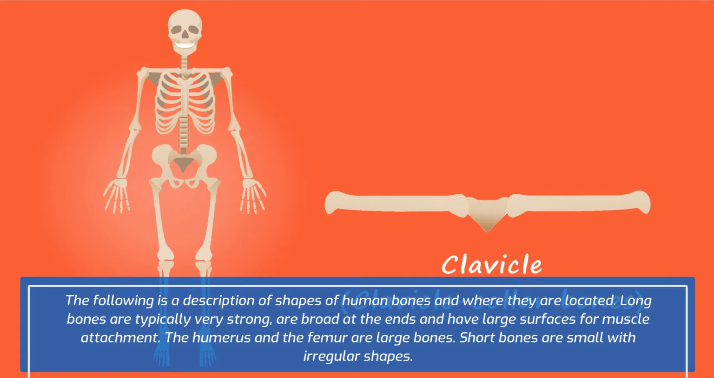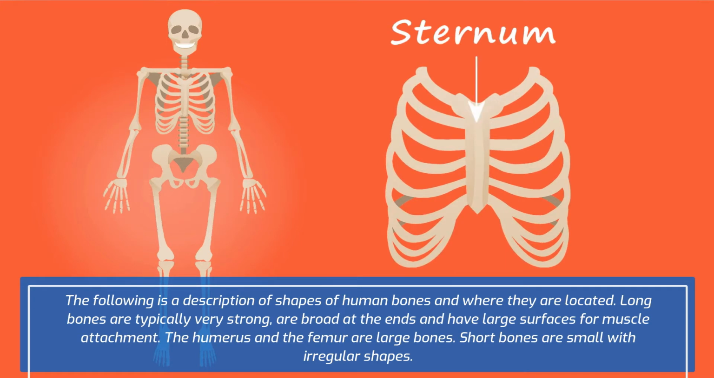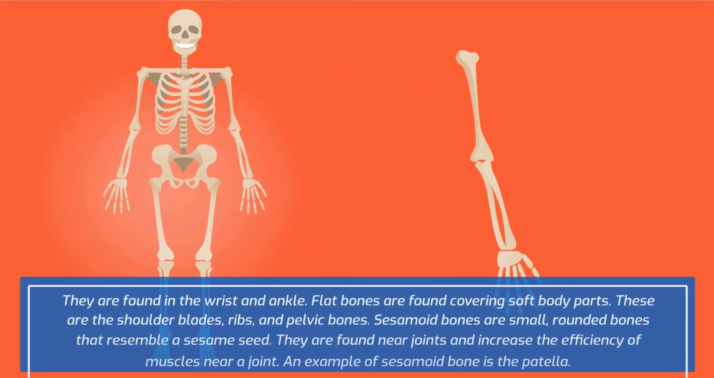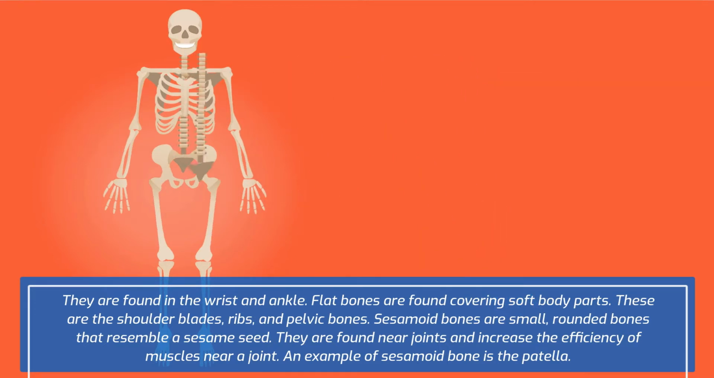Long bones are typically very strong, are broad at the ends and have large surfaces for muscle attachment. The humerus and the femur are large bones. Short bones are small with irregular shapes. They are found in the wrist and ankle. Flat bones are found covering soft body parts. These are the shoulder blades, ribs, and pelvic bones.